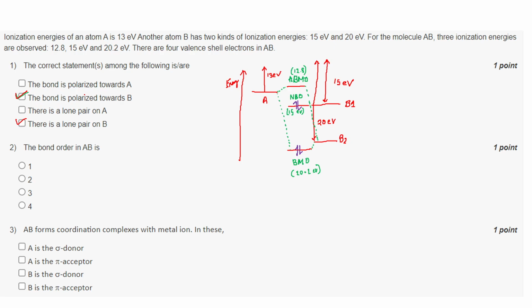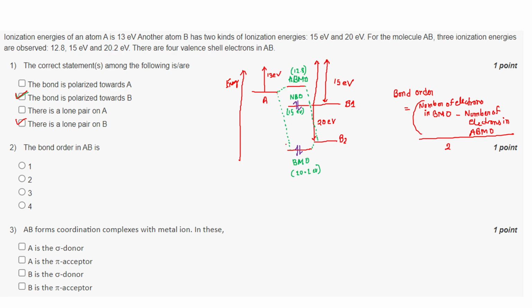Now, what is the bond order? The second question says that the bond order in AB is what? So what is bond order? Bond order is the number of electrons in bonding molecular orbital minus the number of electrons in anti-bonding molecular orbital, divided by 2.